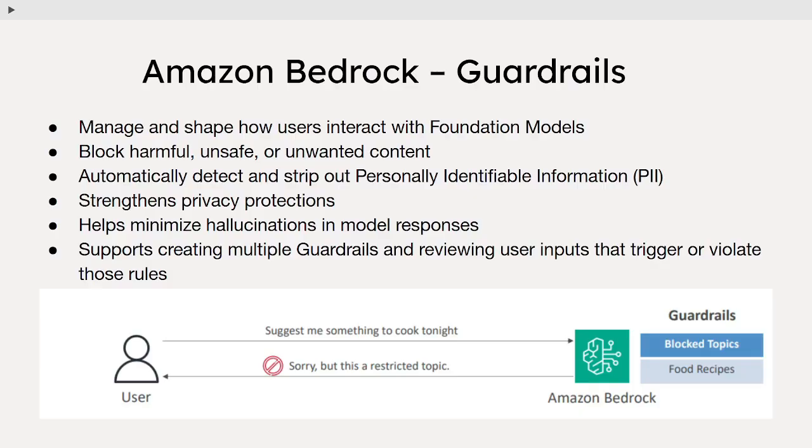Guardrails can automatically detect and remove personally identifiable information like names, phone numbers, or email IDs, which massively boosts privacy protection. They also help reduce AI hallucinations by keeping the model within well-defined rules. You can create multiple guardrails, set blocked topics, and specify what the model should or should not respond to. So if a user asks something outside the allowed topic list, Bedrock instantly blocks it and keeps the interaction safe.